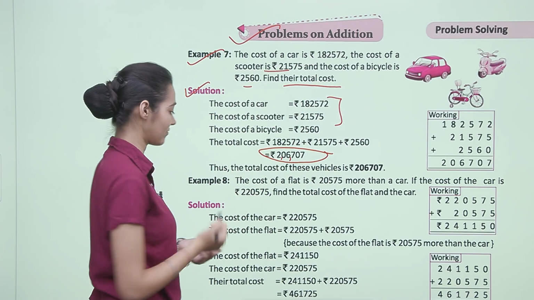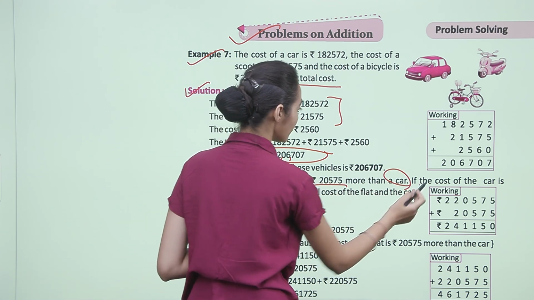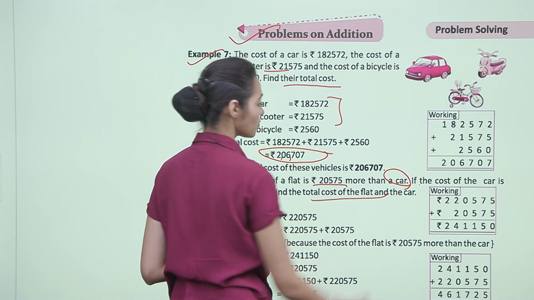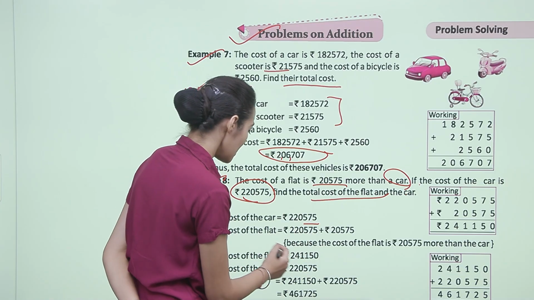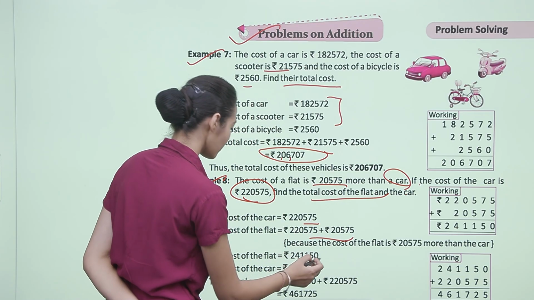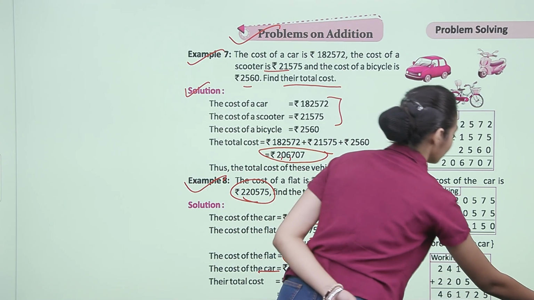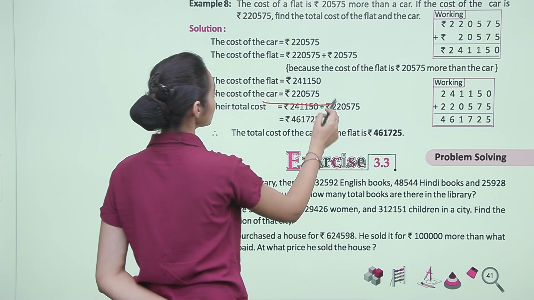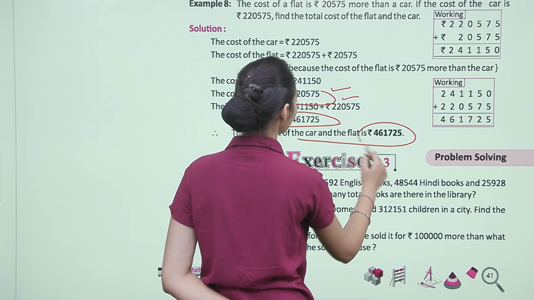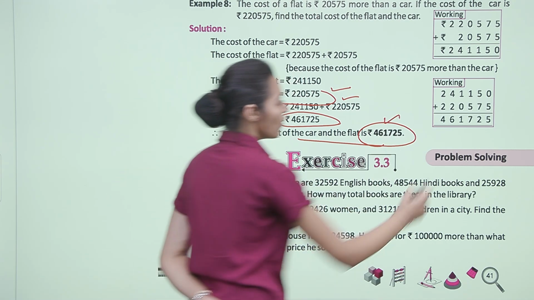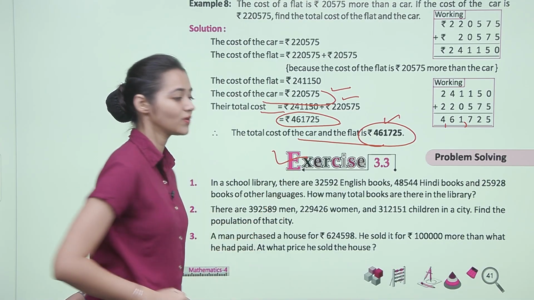Now in example number 8 we are told that the cost of a flat is this much more than that of a car, and if the cost of the car is this, we have to find the total cost of the flat and the car. That means we will add both the terms. Here is the cost of the car, and when we add it, we get the cost of the flat here. After that, we have the cost of the car. Now here we have the previous total cost of the car, and when you add this one, then the total cost of the car and flat together is 4,61,725.